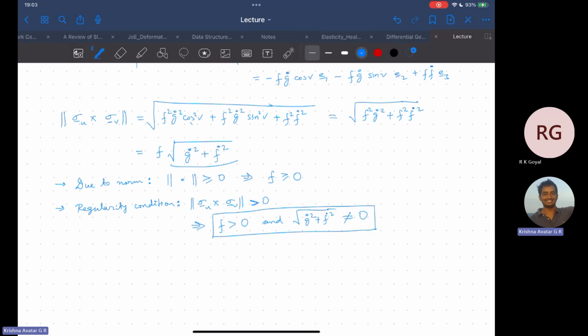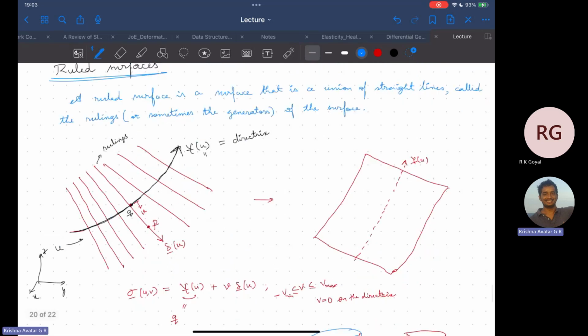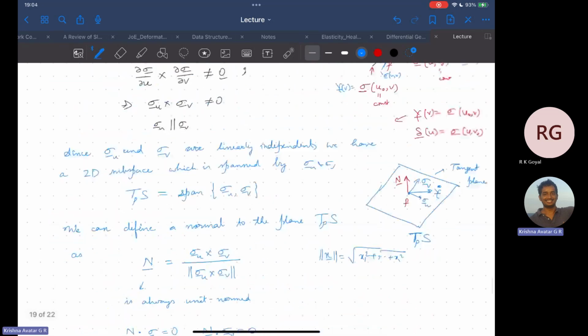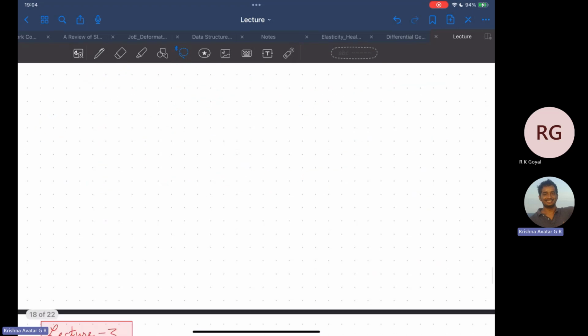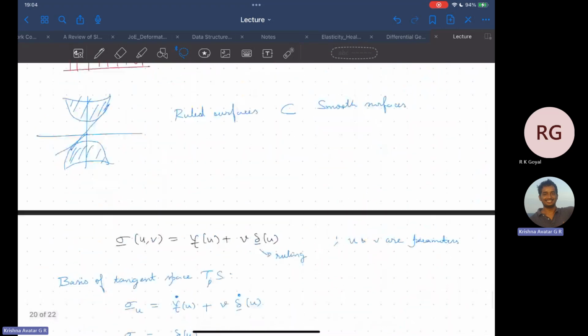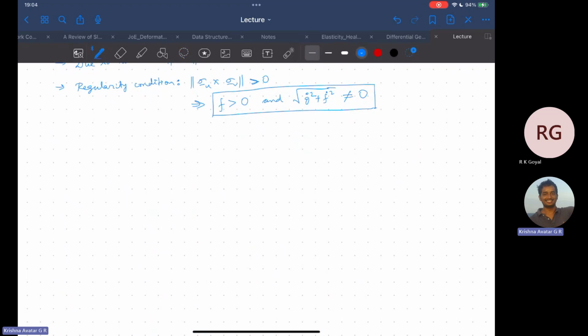Now we'll jump to understanding some of the measures on surfaces. We wanted to talk about tangents, derivatives, and all. Before we go into the Gaussian maps and tangents and normals, which we have already introduced, let's go into something more fundamental for a curve, for a surface.